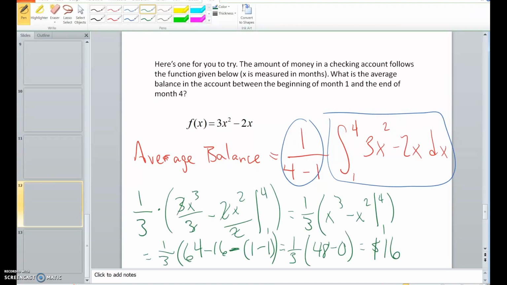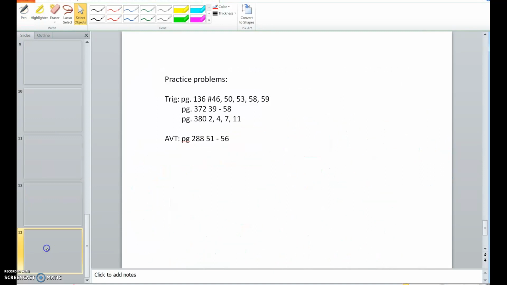Okay, so here's the solution. This 1/3 is just the 1 over 4 minus 1, so it's hanging out in front. When you integrate this, you get 3x cubed over 3 minus 2x squared over 2. The coefficients cancel. I plugged in 4 and got 64 minus 16 minus 1 minus 1, and then simplified and got $16. So the average balance in this bank account in between month 1 and 4 is $16. Hooray!